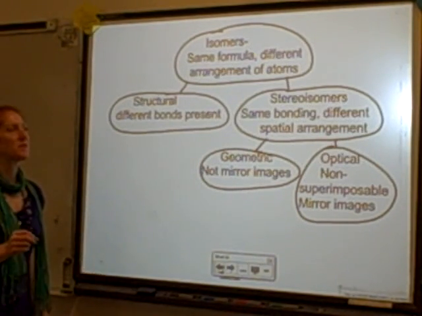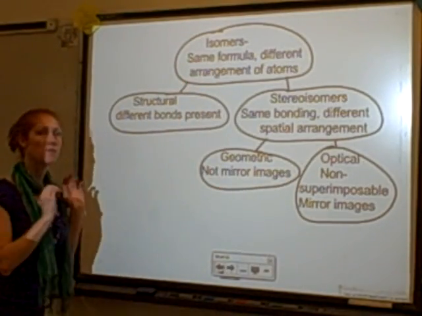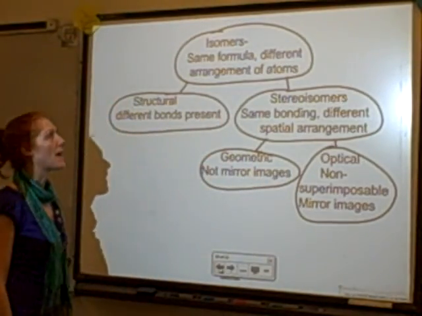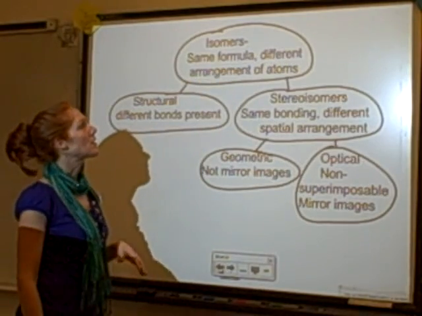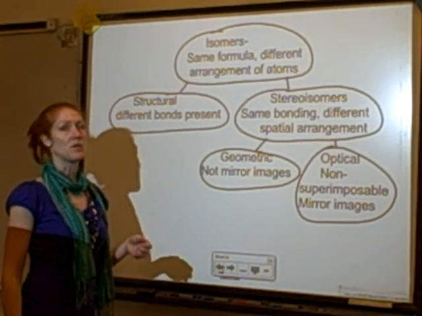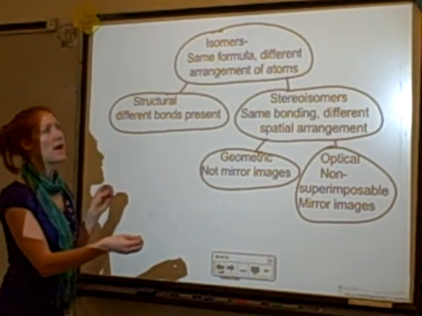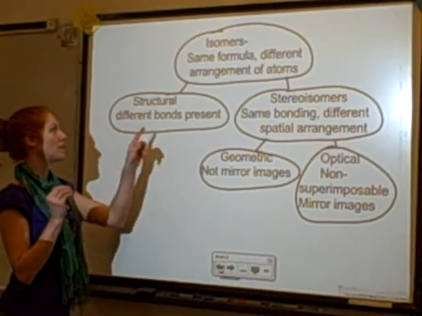Similar, but there's something that's different. So an isomer has many different types. First, I'm going to give you the overview, and then we'll look at each different type of isomer that we could have. So isomers will always have the same chemical formula, but they're going to have a different arrangement of atoms. The same atoms will be there, and the same number of atoms will be there, but they'll be bonded differently, or they'll be arranged differently.